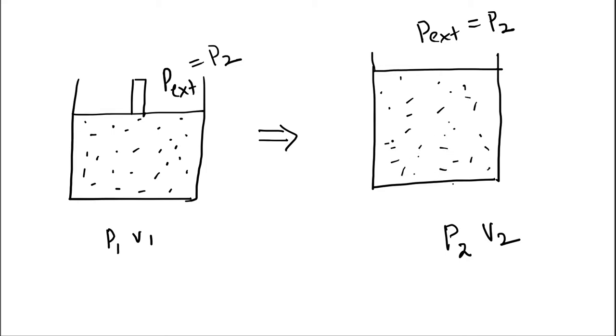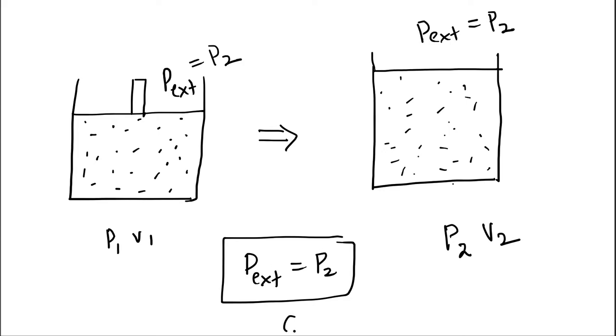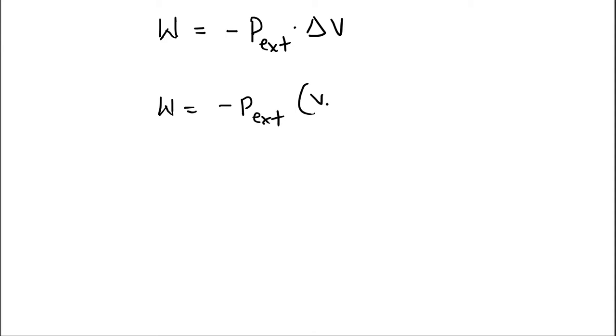So here at every stage the external pressure is fixed. How much is that? P2. At every state P external is equal to P2, is constant. It's not varying. Therefore what we write here, the work done is equal to negative P external times delta V. Therefore we have negative P external (V2 minus V1). That is the work done in isothermal irreversible process.